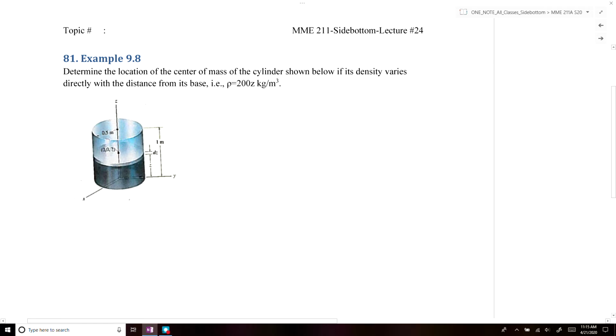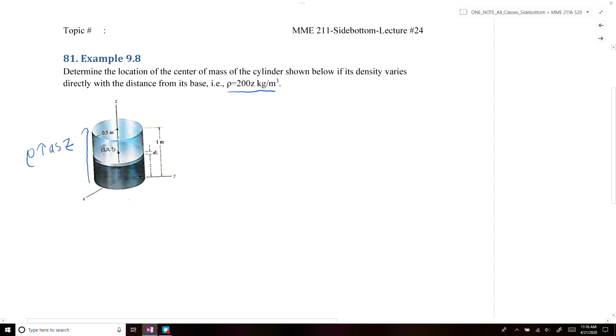So in this example, we're given a cylinder that has a density that varies linearly with position. As z increases, the density of our cylinder is increasing. So rho is increasing as z is increasing. All right.